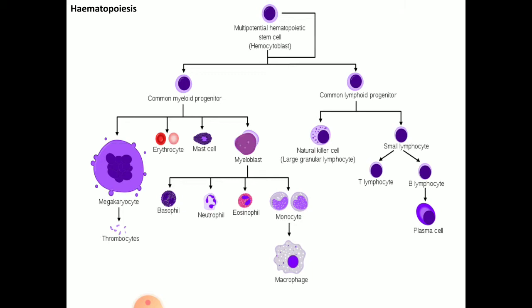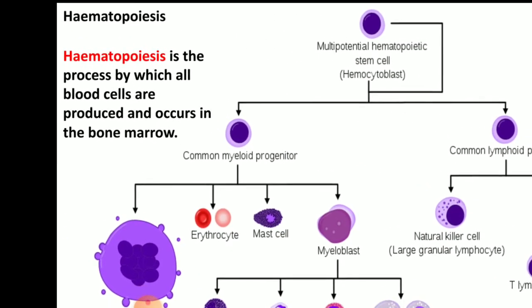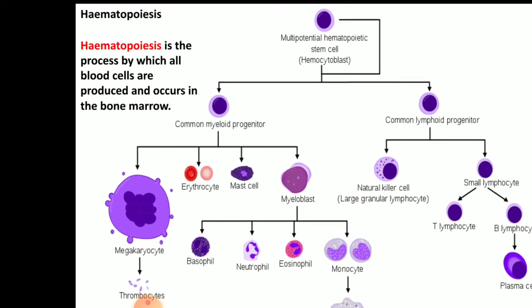Now we'll understand about hematopoiesis. So this is the hematopoietic chart. This process occurs in the bone marrow. Let us see the process a bit faster. Hematopoiesis is the process by which all blood cells are produced and occurs in the bone marrow.